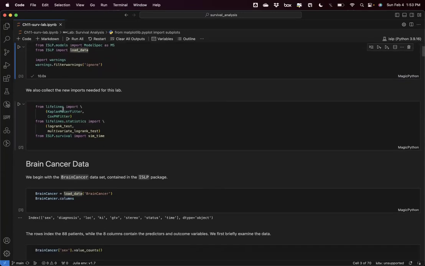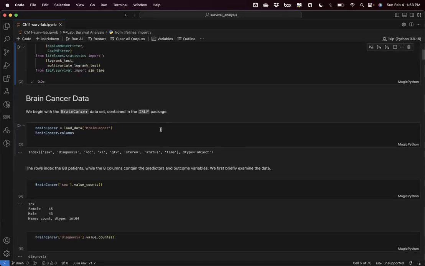Okay, so now from that package that I mentioned at the beginning, Lifelines, which was the traditional package available for this kind of analysis, there are other packages now. We're going to import from Lifelines the KaplanMeierFitter, the CoxPHFitter, the lifelines statistics, right? The logrank test, multivariate logrank test, and the survival function for simulated time. Okay. So we're going to load that.